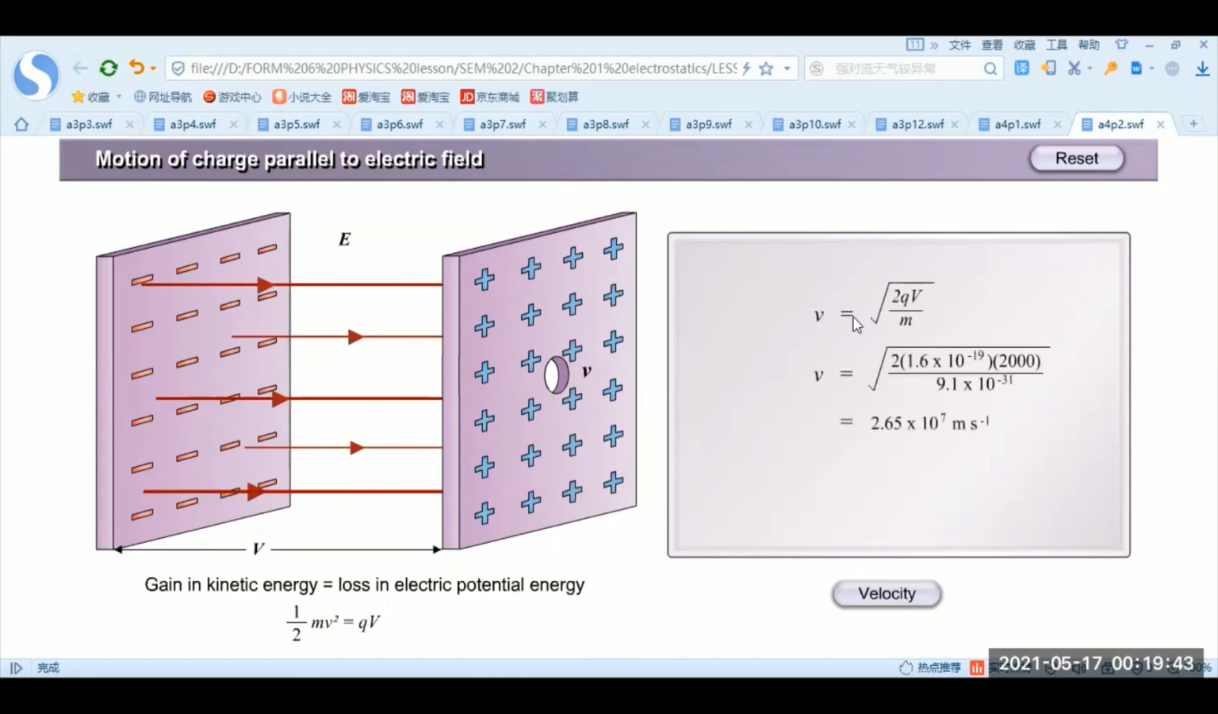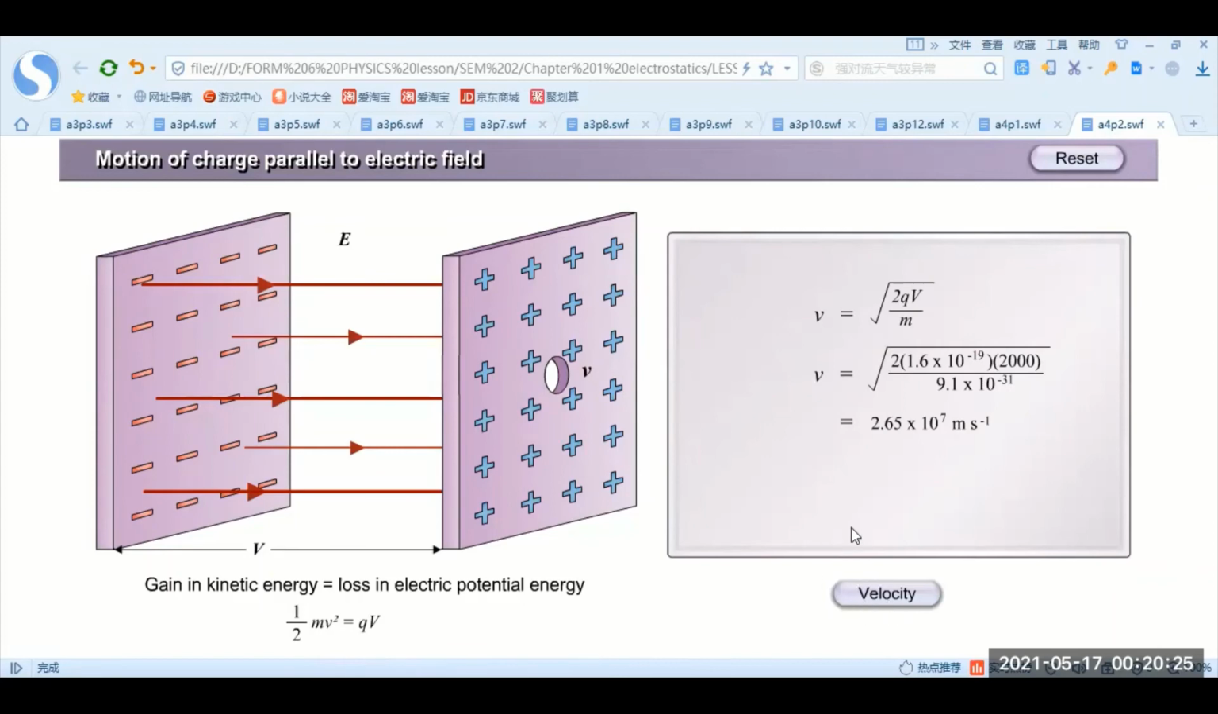Depending on how much actual charge there is, at the end, v, the speed, is equal to the square root of 2QV over m. Ladies and gentlemen, when we use this formula, be very careful about the two kinds of V. The small v is the speed of the charge. The capital V is the potential difference. QV, the potential difference times Q, becomes the electric potential energy.